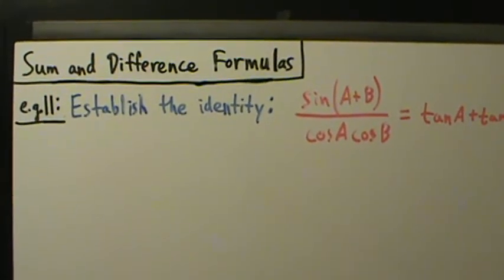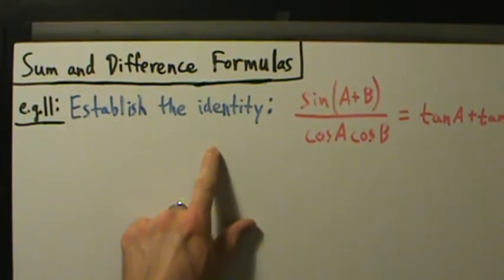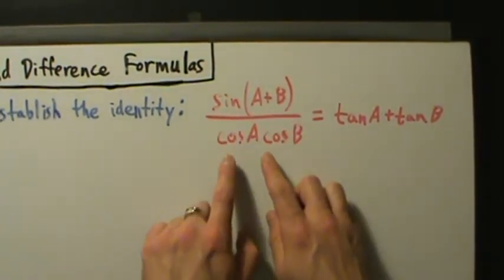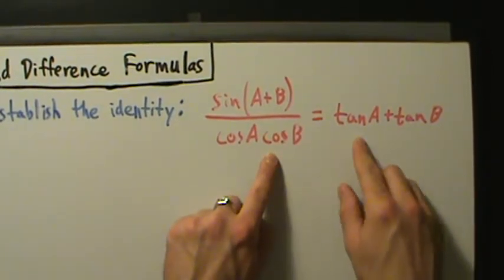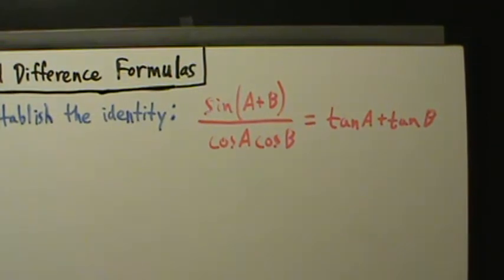Here's example 11 of sum and difference formulas. So it's another establish the identity problem, just like example 10. And this time the identity is sine of a plus b divided by cosine a cosine b equals tangent of a plus tangent of b. Okay? So looks like there's a little more going on here.